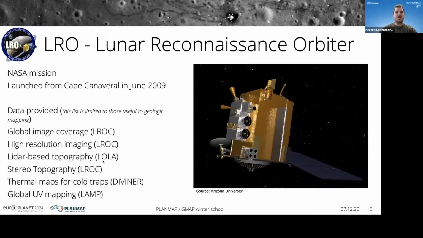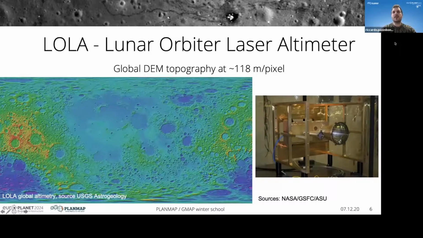We will go first and see the LOLA, Lunar Orbiter Laser Altimeter. We talked about DTMs this morning, and this laser altimeter provided a global DTM topography at 118 meters per pixel. This means that each pixel is 118 meters large, and of course the vertical precision is much higher, in the order of meters. This provided the global topography of the Moon, which is very useful for regional scale or medium scale analysis and geologic mapping.